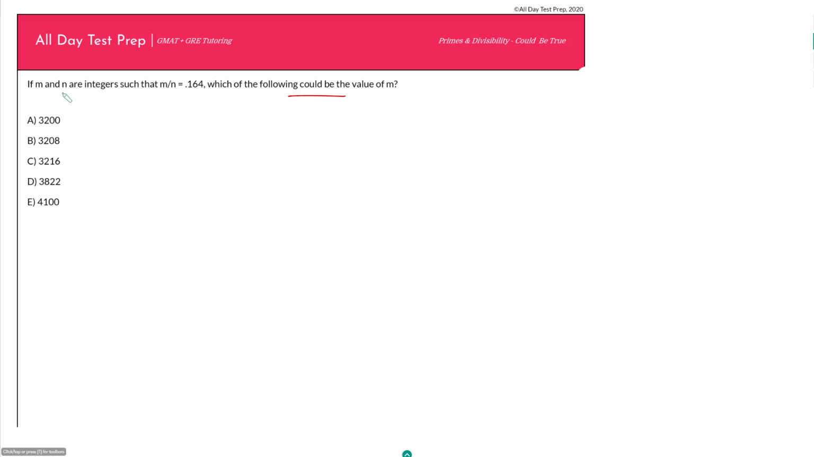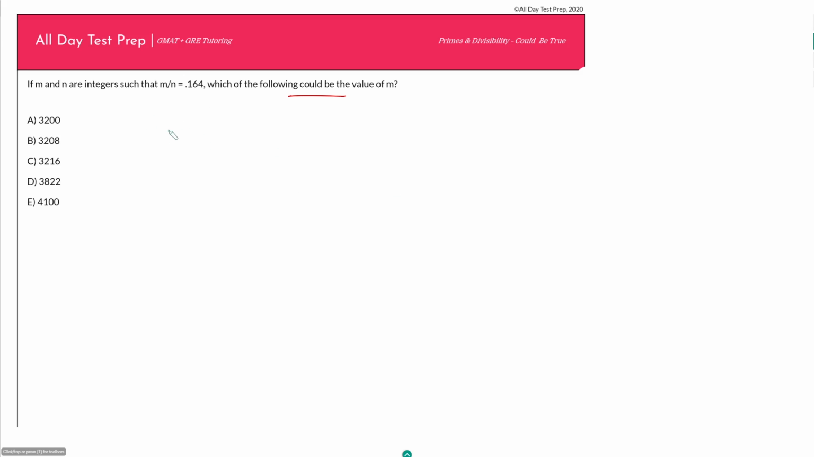So this question says, if m and n are integers such that m over n is equal to 0.164, which of the following could be the value of m? The reason these could be true questions throw people off sometimes is because even if people pick up on the fact that they're probably not going to be able to solve for m in this case, they don't know how far am I supposed to go? How close should I get to solving for m before I stop, knowing that I probably will not be able to solve for a single value?